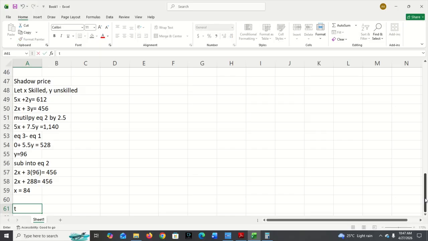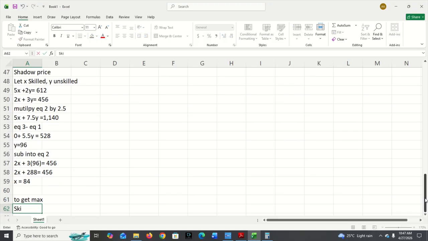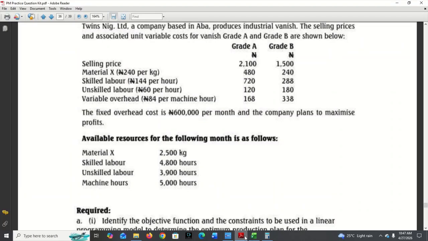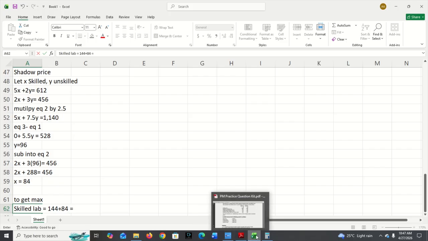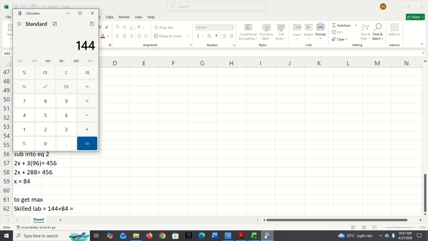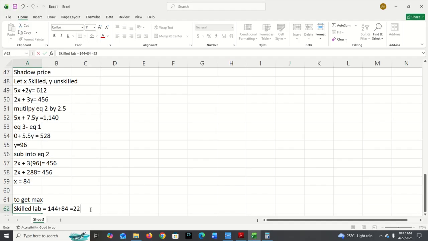So to get maximum, now let's go back to the question. How much do you normally pay per hour for skilled labor? We do that for grade A. So for grade A, our skilled labor is 144. So you now do your 144 plus what you just got now, which is 84. If you press your calculator, 144 plus 84 will give me 228. So I have 228 here.